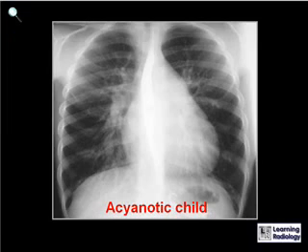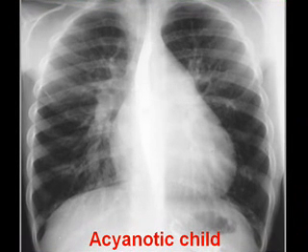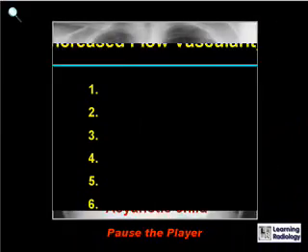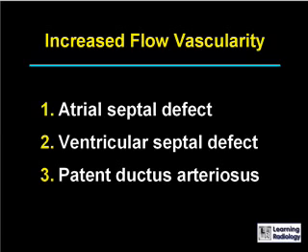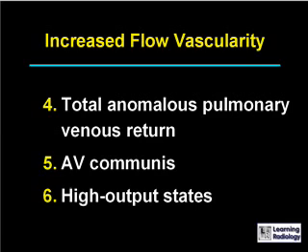This is the next differential. Pause the player. The differential diagnosis is increased flow vascularity. There are 6 major causes. Pause the player. The 6 major causes of increased flow vascularity are atrial septal defect, ventricular septal defect, patent ductus arteriosus, total anomalous pulmonary venous return, AV communis, endocardial cushion defects, and high output states.